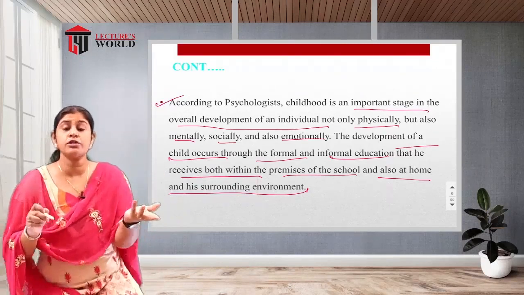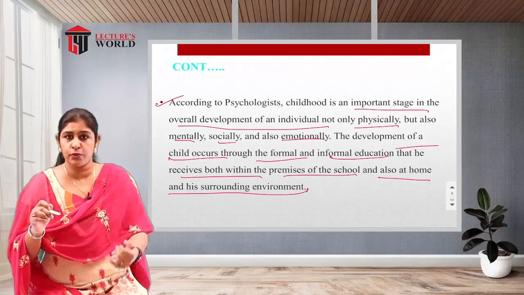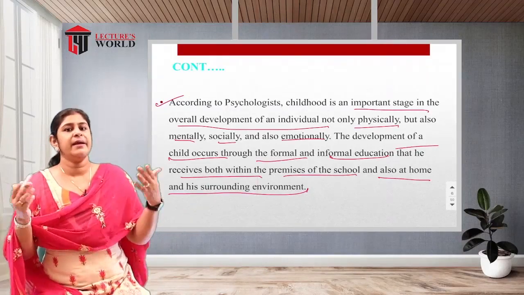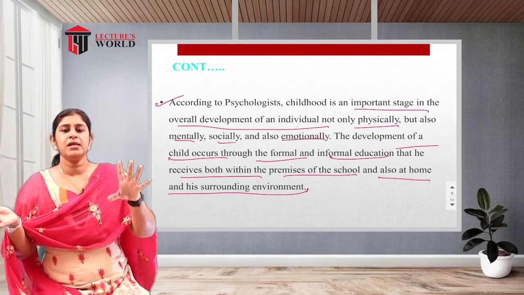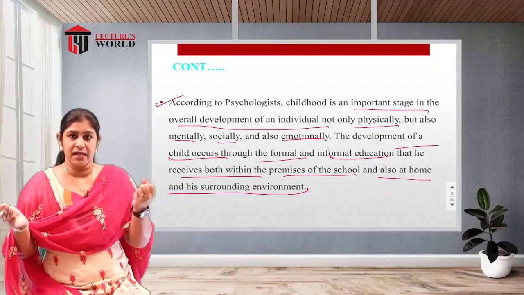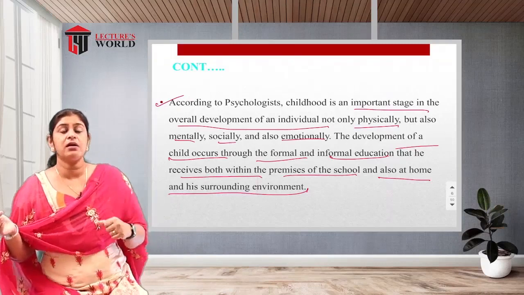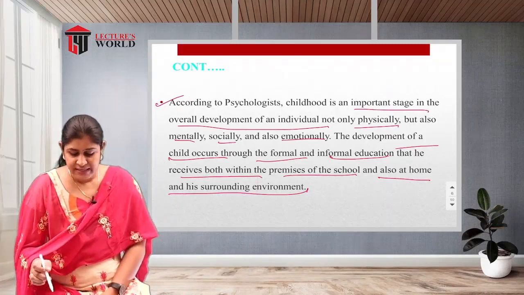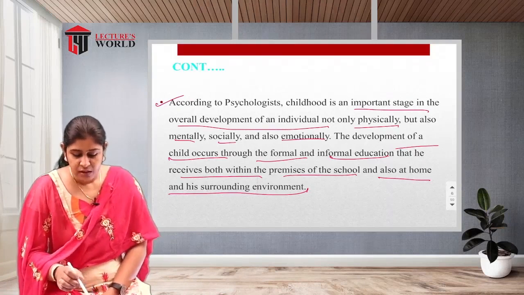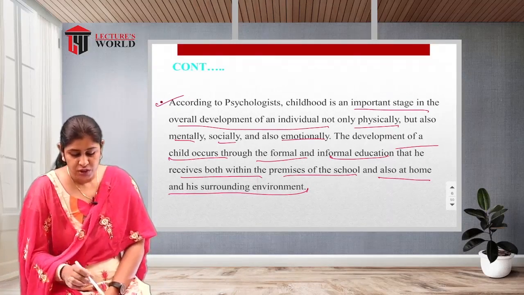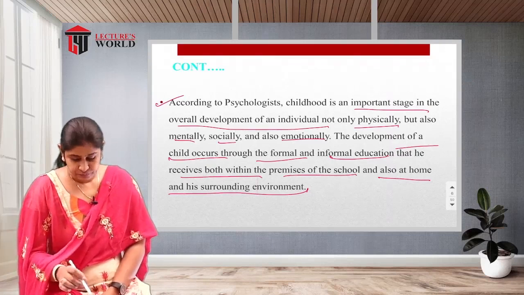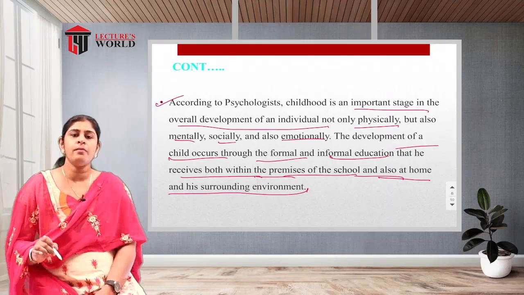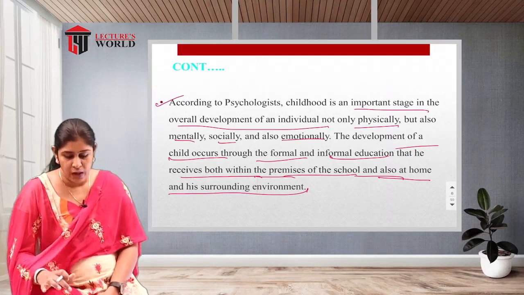At the same time, they are also getting education from their friends, right? Children of every age group behave differently, and the way children perceive things is also part of the education they receive. So we can say the development of the child occurs through the formal and informal education that he receives both within the premises of the school and also at home and in his surrounding environment.